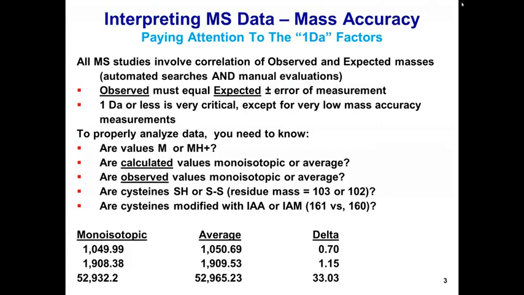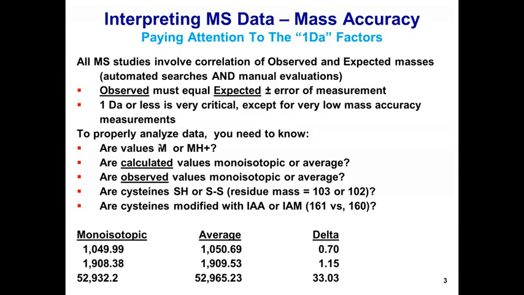Last time we talked about how we acquire MS and MSMS data on peptides for protein identification and proteomics analyses. We'll want to expand upon some of that information. One thing to keep in mind is that in all MS analyses, whether we're analyzing data through automated searches or through manual evaluation, we are comparing observed and expected masses. Observed must equal expected mass within plus or minus the error of the measurement. In most current measurements, 1 Dalton or less is very critical, except for very low mass accuracy analyses.